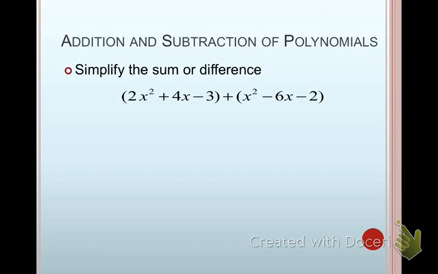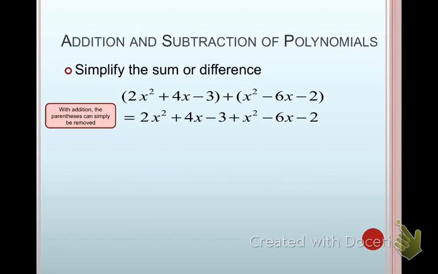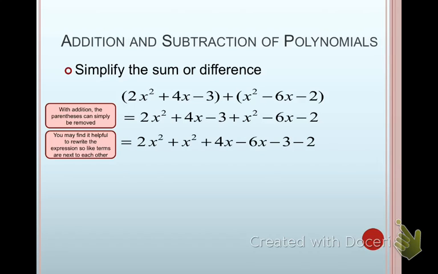All right, so here's our first example. We want to add 2x squared plus 4x minus 3 and x squared minus 6x minus 2. Now with addition, we really can just ignore the parentheses. So we can rewrite this as 2x squared plus 4x minus 3 plus x squared minus 6x minus 2. Now it might be helpful for you to rewrite the expression so that your like terms are next to each other, and the commutative property is what allows us to do that. So you could rewrite it as 2x squared plus x squared plus 4x minus 6x minus 3 minus 2.